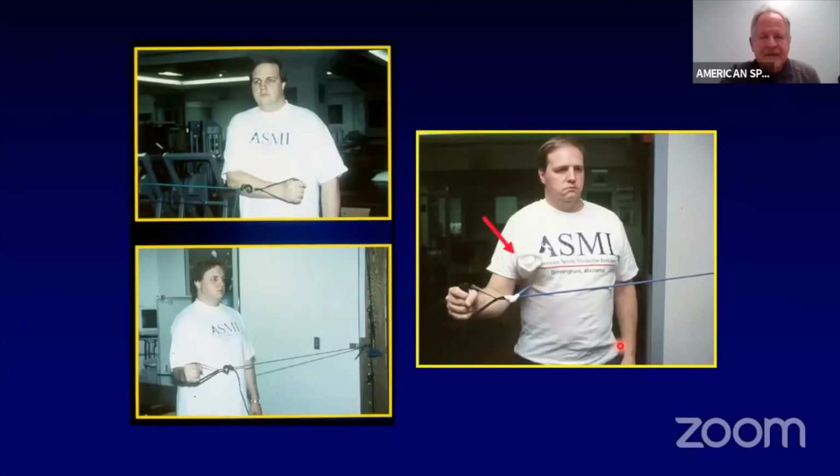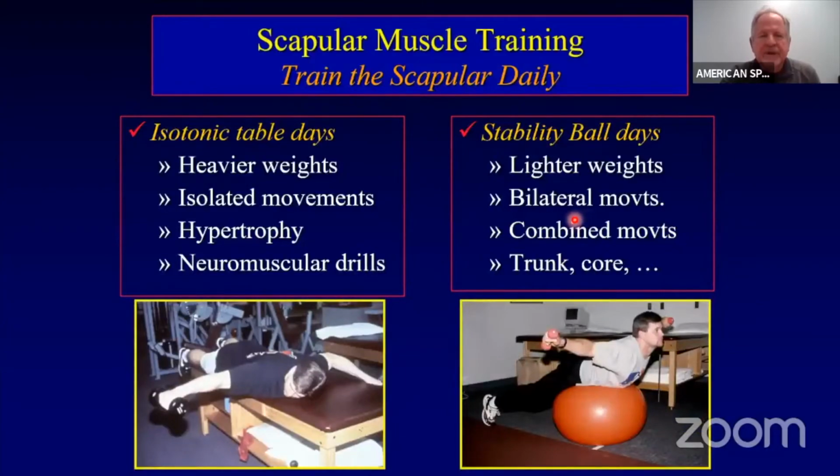So IR, ER, using a towel roll, as you saw there, is actually increasing the EMG activity by about 20%. So that towel roll is very, very beneficial. Side-lying ER in a study we did here at the American Sports Medicine Institute has been shown to have the highest EMG activity. So a very, very important exercise.